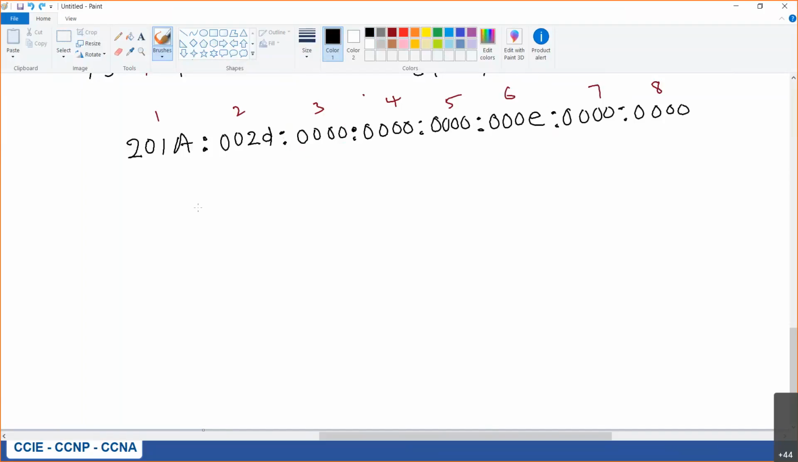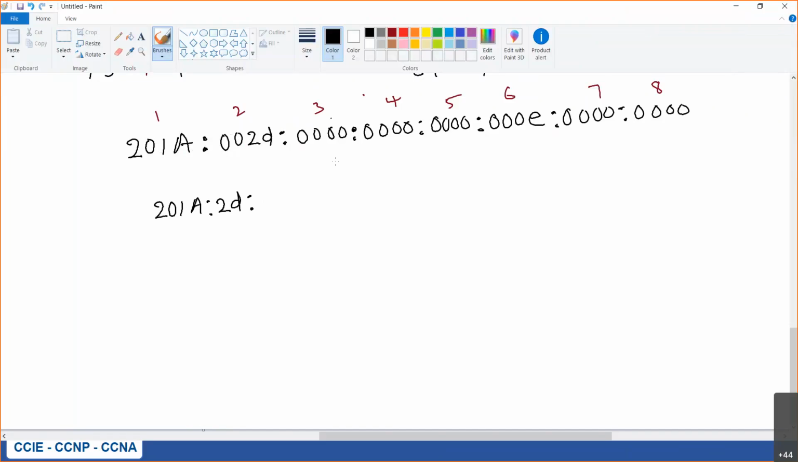First one, in the first field, do you have any successive zeros? No. Do you have any leading zeros? No. So as is, we need to write the first field. What is that? 201A colon. Second field, we have leading zeros, like 2 zeros, you can omit them. Then straight away you can write 2D colon.